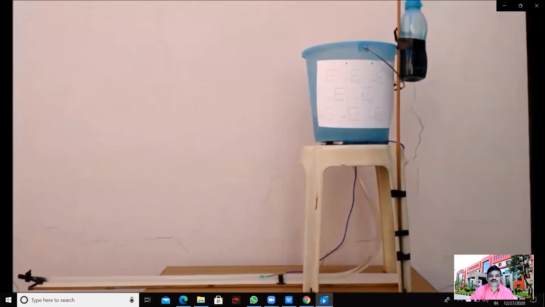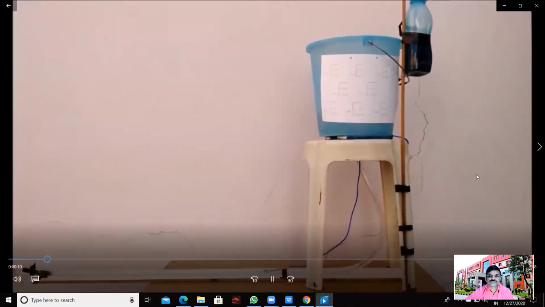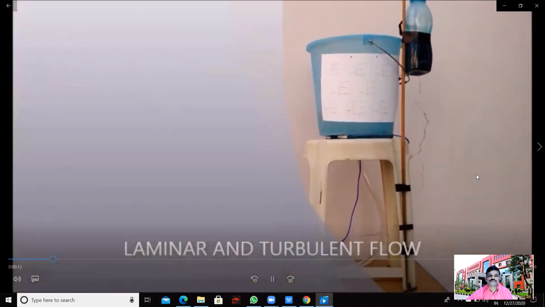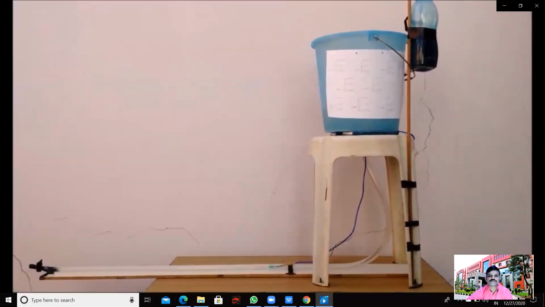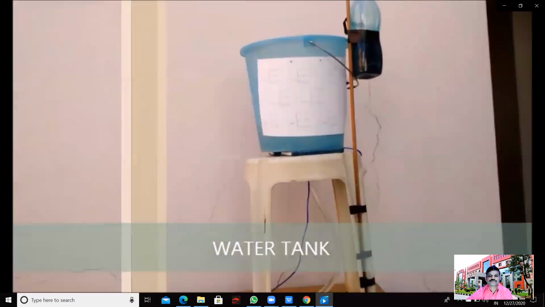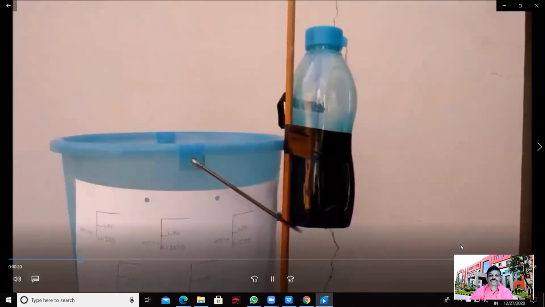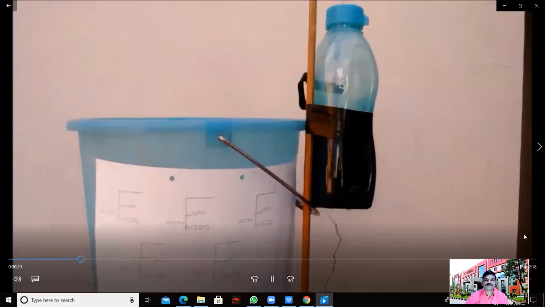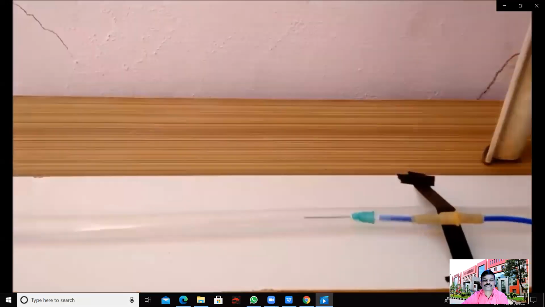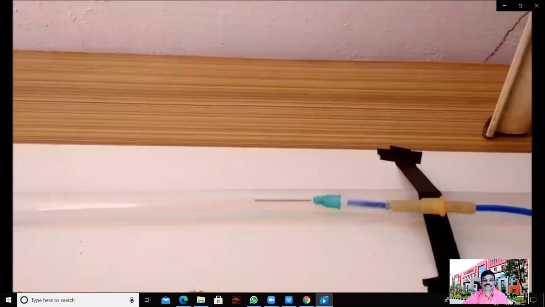Hello guys, my name is Rohit. In this video, we will be learning about laminar and turbulent flow through an experiment. For this experiment, we need a water tank, a dye tank, a flex pipe and a tap. We have used a flex pipe of length 1.5 meter and diameter ½ inch and a needle to insert a low viscous ink into the water flow.